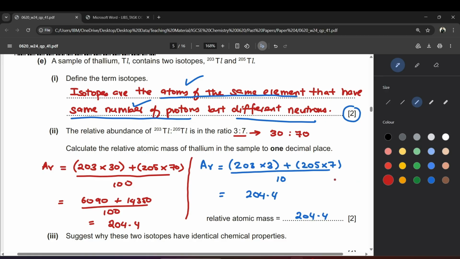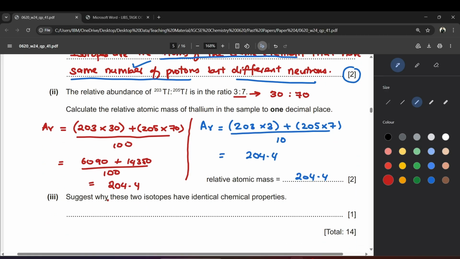All right. Suggest why these two isotopes have identical chemical properties. Now, the chemical properties being identical means that they have the same electronic configuration.